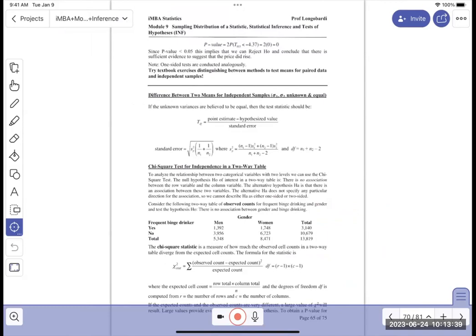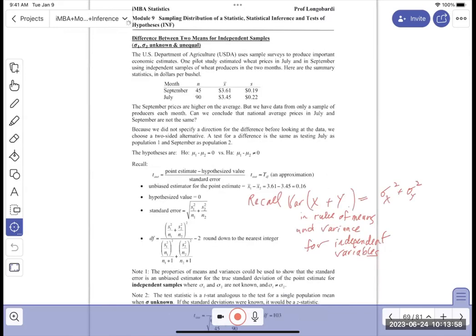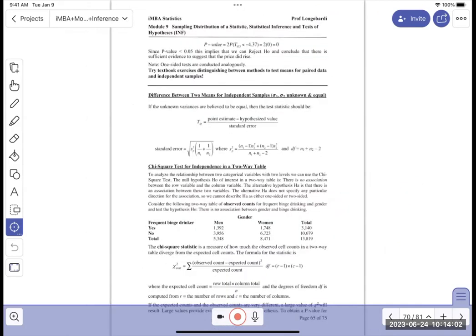So this is just the conclusion here of how to do a test for two means for independent samples where sigma 1, sigma 2 are known, but assumed to be equal. This is your result. If they're different, you do this result. All right, so these are the considerations that you need to make.